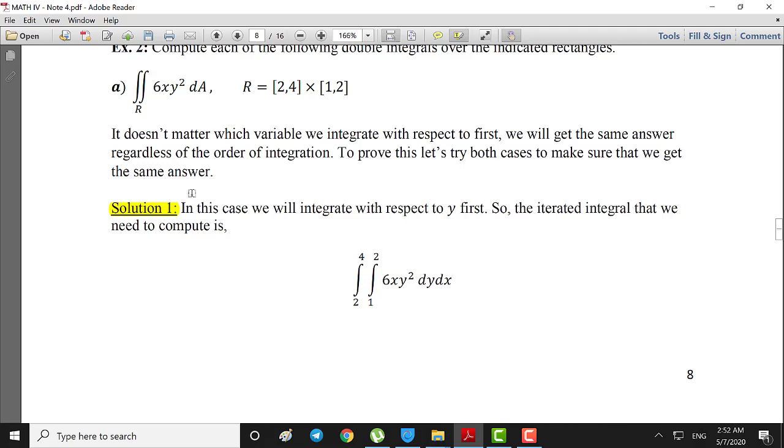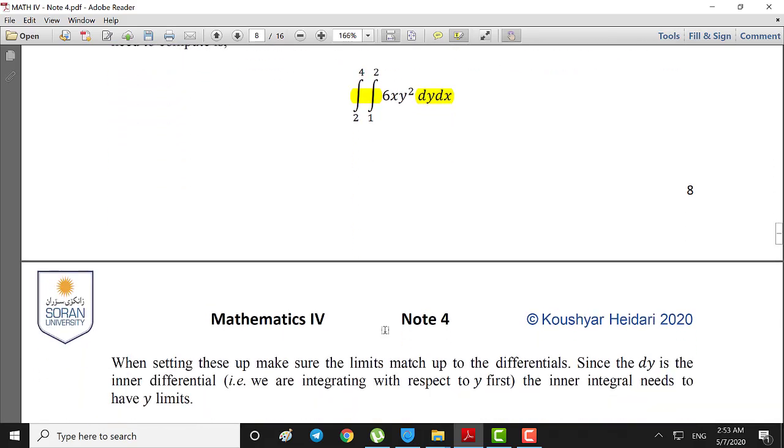Now, in the first solution, we are integrating with respect to y first. What does that mean? It means two things. The differential is dy dx, and the limits that we write for the integrals. First, we have to write the limit for x, then we have to write the limit for y. Okay? Now, let us continue.